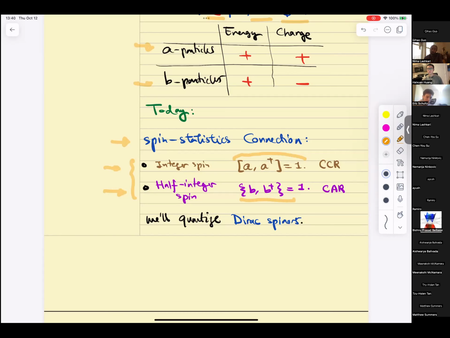We're not going to do the full-blown proof. We're going to do a baby version of it. And then we'll quantize the Dirac spinor. That will be the discussion for today.